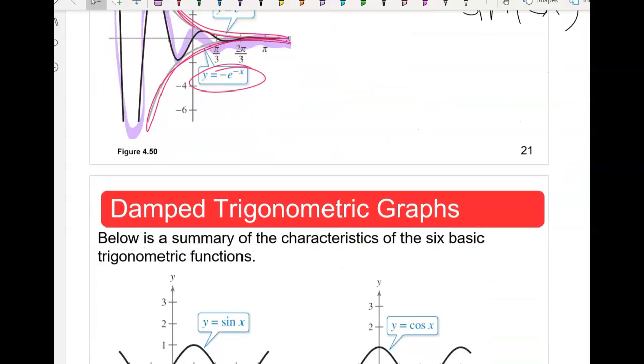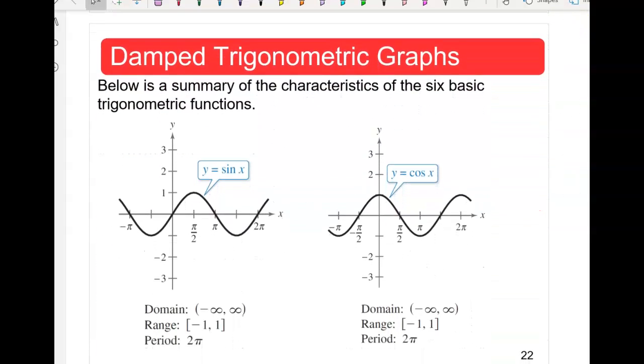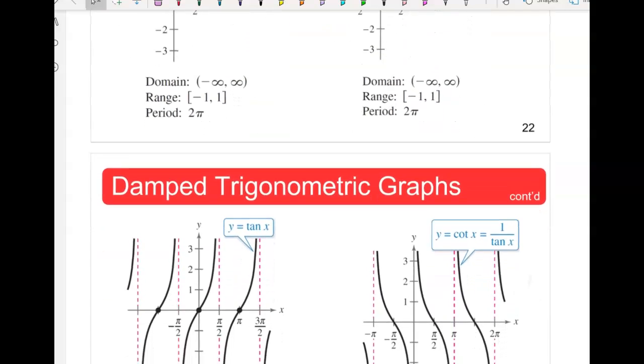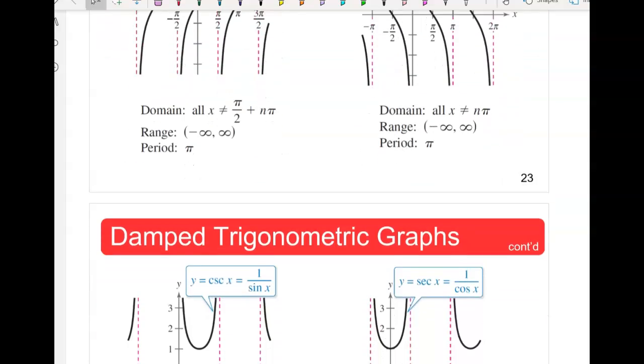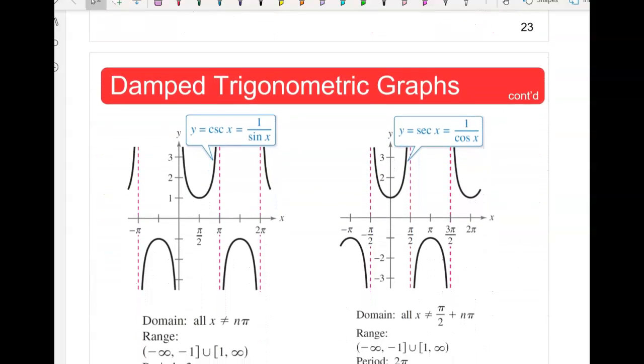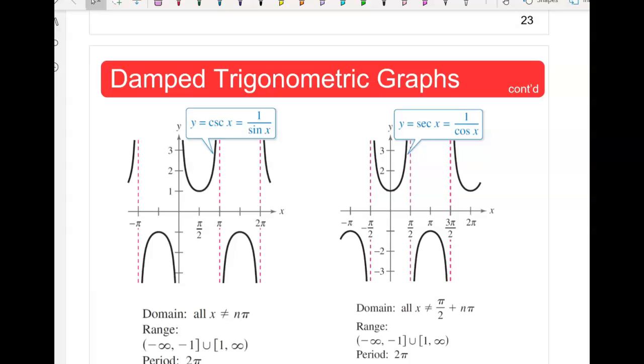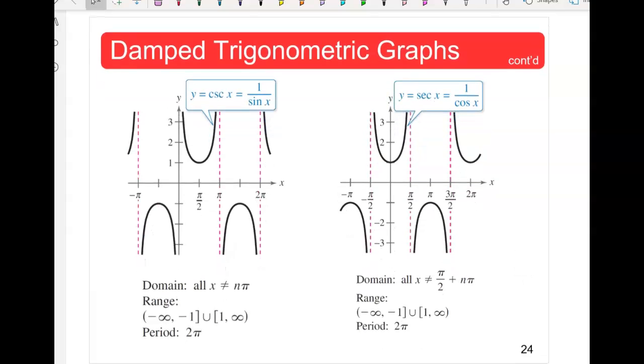So just to finish, here's a summary of the graphs that we've been studying. So we have sine, cosine, tangent, cotangent, cosecant, and secant. And as you can see here, we have secant and cosecant without sine and cosine. So those are the only part of the graphs, the ones that look like parabolas. So this is our last slide, end of the video.